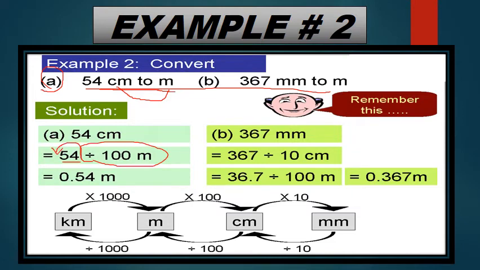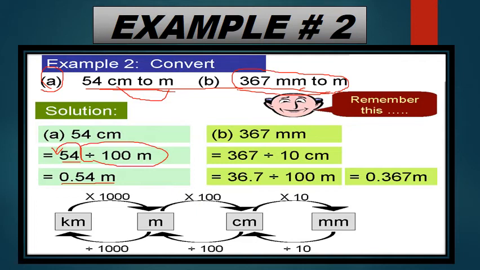So the answer we will get is 0.54 meter. In B part, we have 367 millimeter to meter. Millimeter to meter means first of all we have to convert this millimeter into centimeter and then centimeter to meter. How? Now as we all know that 1 centimeter is equal to 10 millimeter.